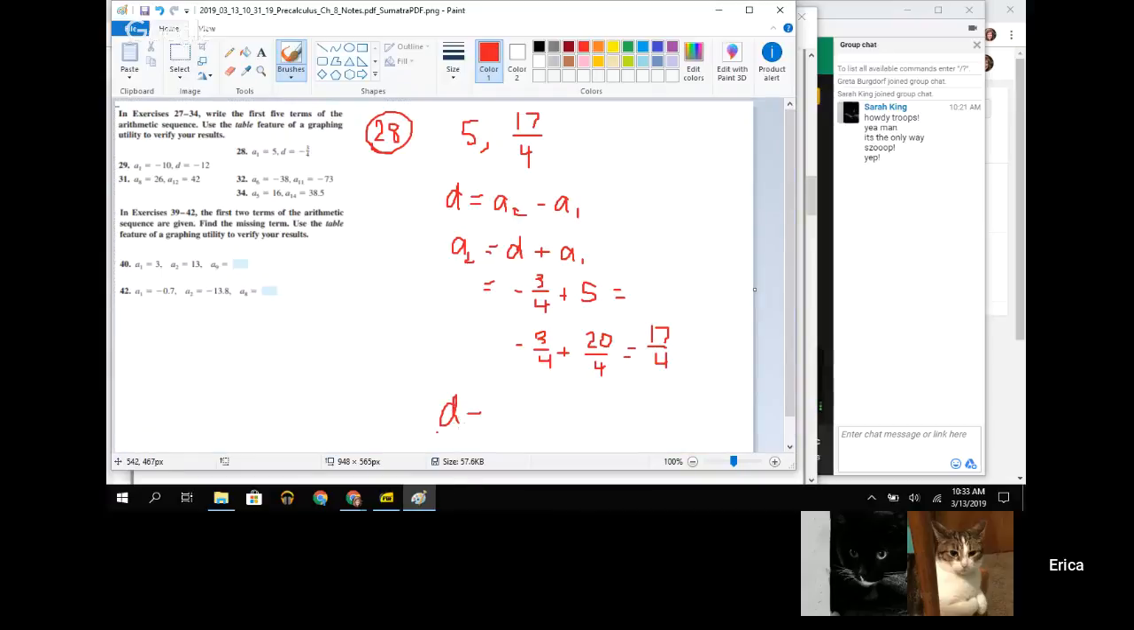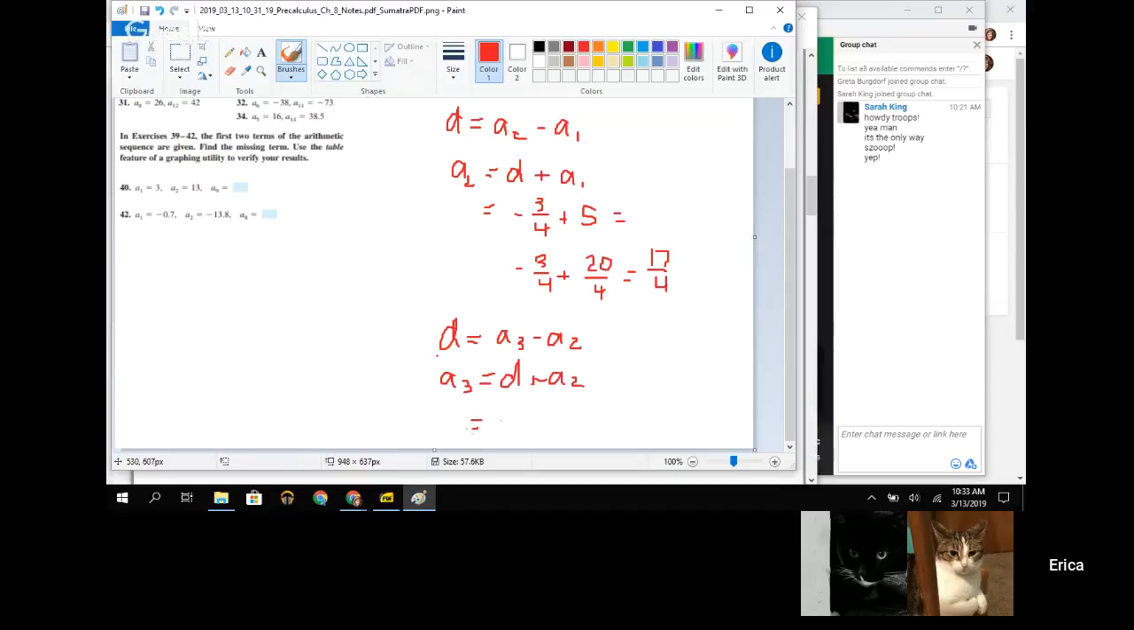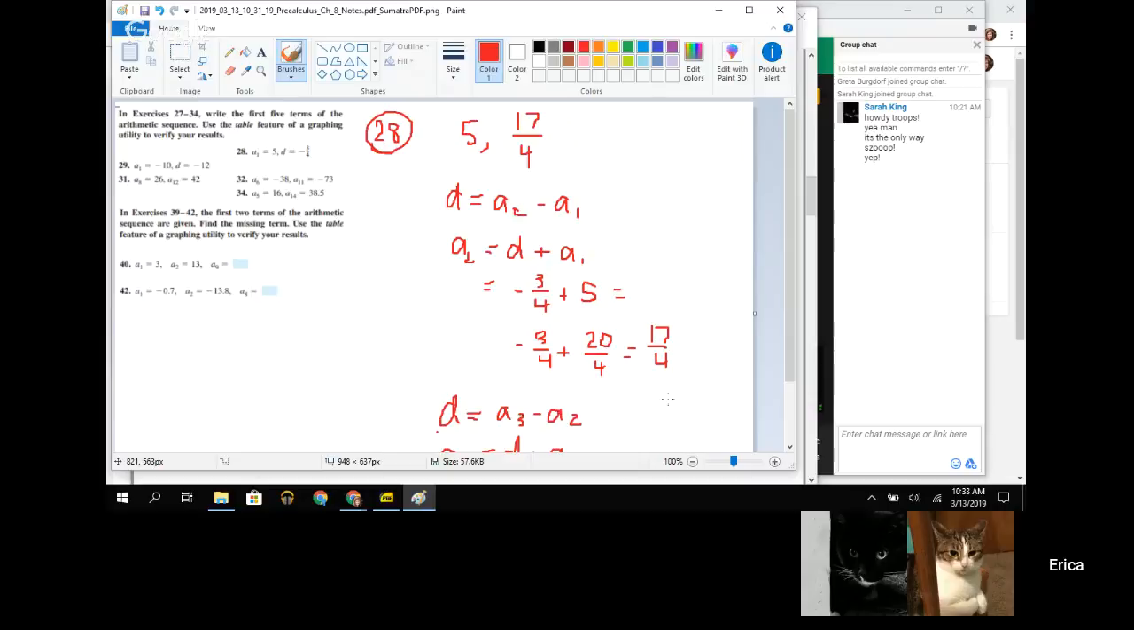17/4, right? And then I just keep going if I want to find my terms. The difference of the next one is going to be equal to a sub 3 minus a sub 2, so a sub 3 equals the difference plus a sub 2. So then I can keep going. I can say negative 3/4 plus 17/4 gives me 14/4, or 7/2. So then my next term is 7/2. Dot, dot, dot. So that's one option.